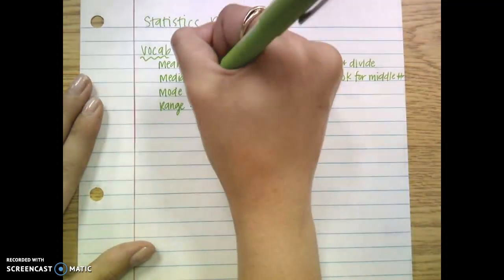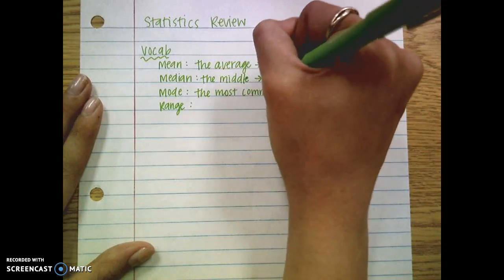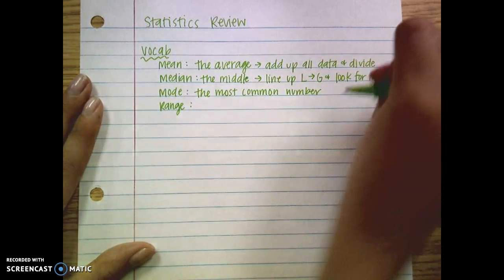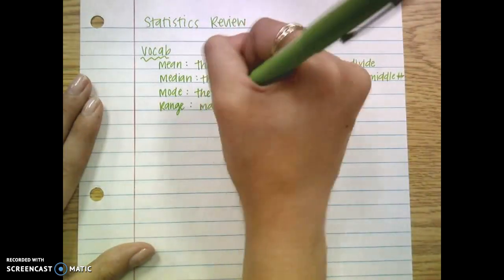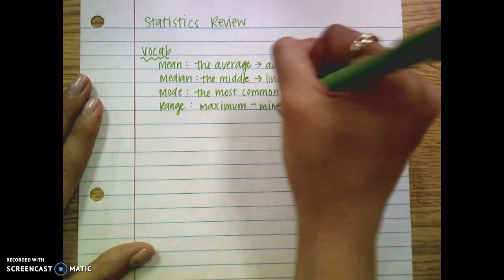The mode is the most common number, and the range is that maximum or highest number minus the minimum.